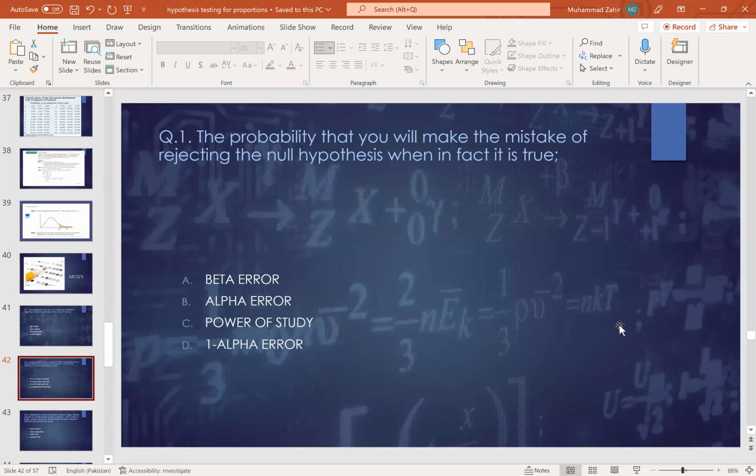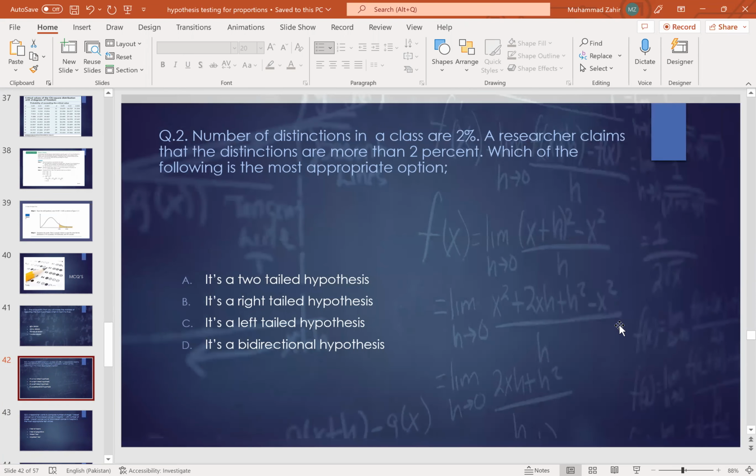Question number 2. The number of distinctions in a class are 2%. A researcher claims that the distinctions are more than 2%. Which of the following is the most appropriate option? It is a two-tailed hypothesis. It's a right-tailed hypothesis. It's a left-tailed hypothesis. It's a bidirectional hypothesis.